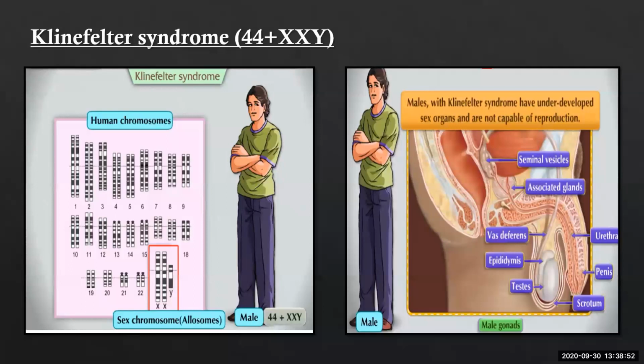You can see here this Klinefelter syndrome is present in the male where the extra X chromosome is present. You can see here Klinefelter syndrome can be represented with the chromosome 44 plus XXY, and also because of that their male reproductive organs are not developed, so they are sterile, means cannot participate in the sexual reproduction.